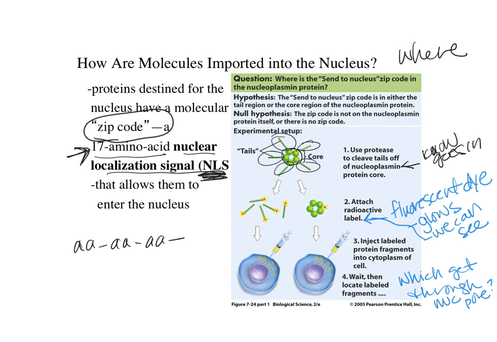So we attach a radioactive label. What does that mean? Well, we can see radioactivity as it breaks down. It gives off light and radiation, not so great, but you could detect light. Now we would tag it with a fluorescent dye that glows, which isn't dangerous for us. And then what they say, inject labeled protein fragments into the cytoplasm. Okay, so they put the tails in the cytoplasm, they put the core in the cytoplasm, and they want to see who goes in. And then we wait and see where they go, which goes through the pore. Woohoo!